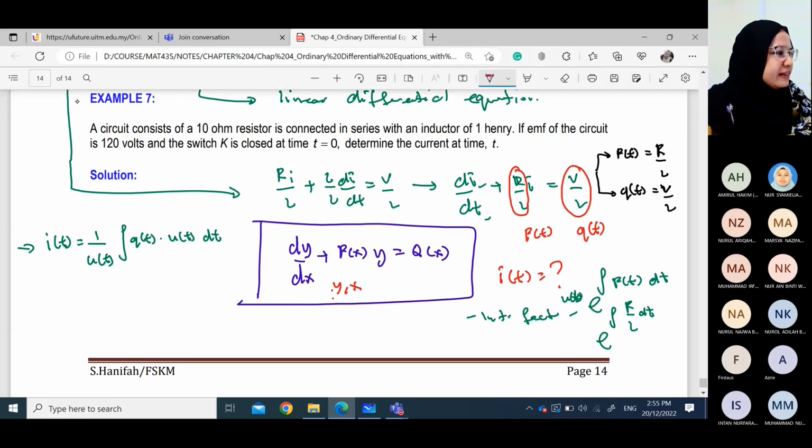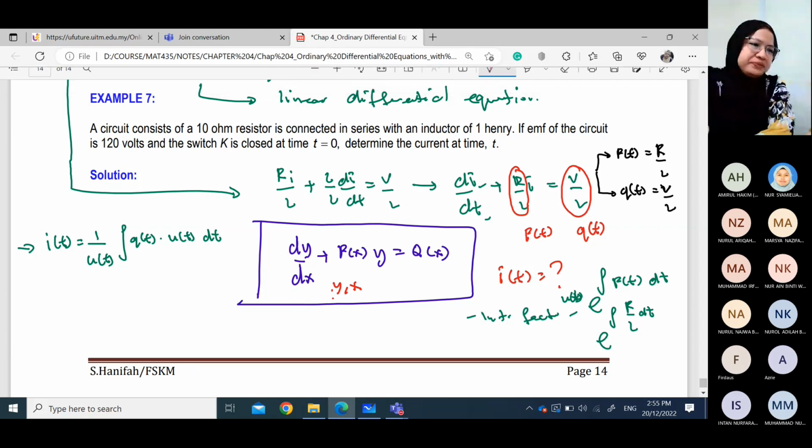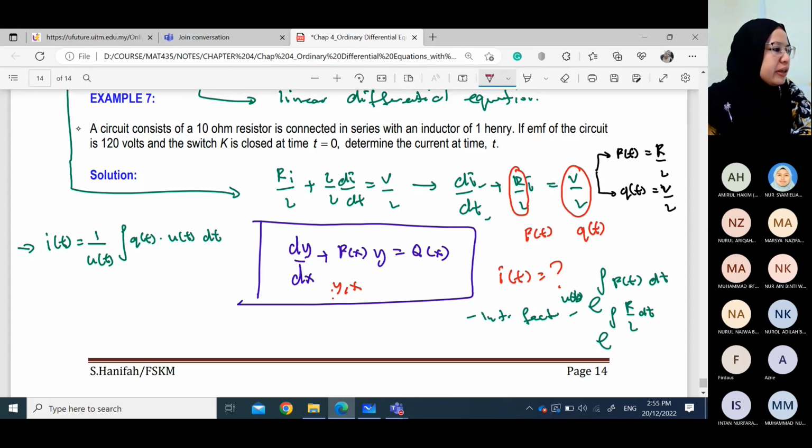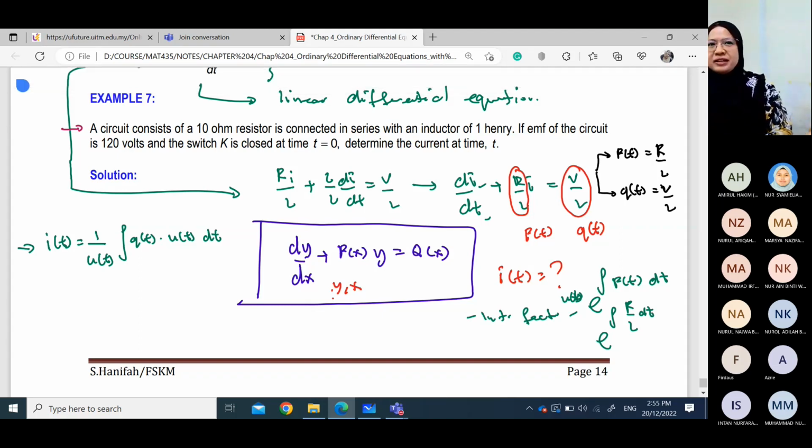Alright, so look at this example, example 7. Class, okay? Ada apa persoalan tak? Tak ada. Jelas. Okay, very good. Right, so look at this example. Last example for today.